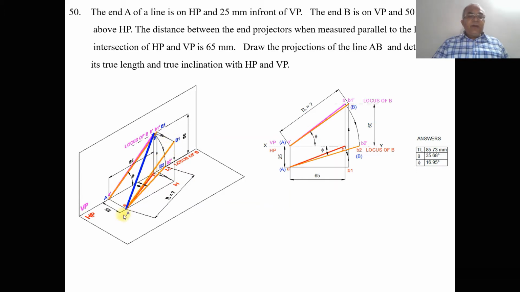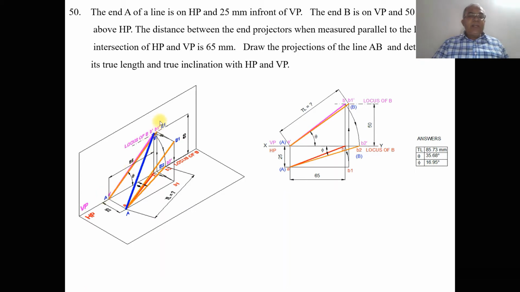Since it is parallel to VP, you are getting the true length in the vertical plane. That means when you are looking from the front view, that image is going to fall on the vertical plane. So you have got B1 dash here, that is on the locus of B, and here A dash. Join A dash B1 dash, which is going to be the true length line, a little bit thicker than the XY line.